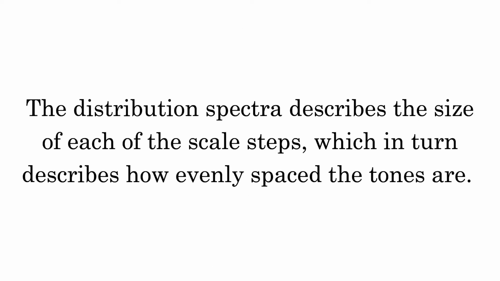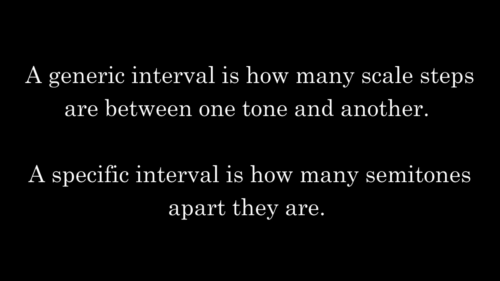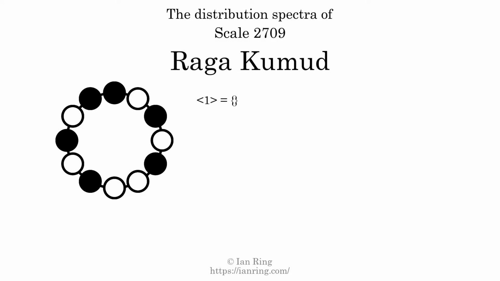The distribution spectra describes the size of each of the scale steps, which in turn describes how evenly spaced the tones are. A generic interval is how many scale steps are between one tone and another. A specific interval is how many semitones apart they are. The generic interval of one scale step comes in 3 different specific interval sizes: 1 semitone, 2 semitones, and 3 semitones. The spectrum width of this generic interval is the highest, 3, minus the lowest, 1, which equals 2.